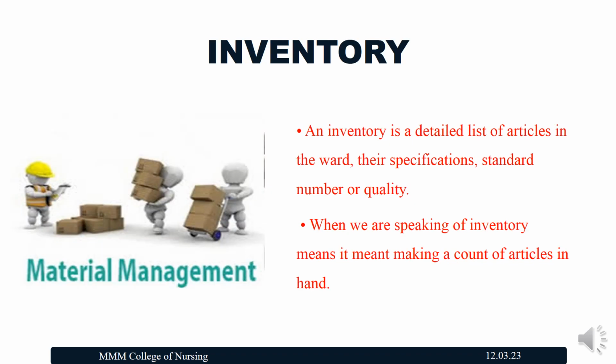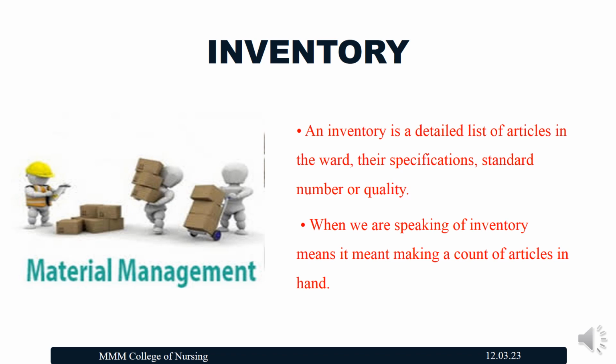This is inventory. Usually people confuse indent and inventory. What is inventory? Inventory is a detailed list of articles in the ward, their specification, standard number or quality. When we speak of inventory, it means making a count of articles in the ward. Whatever articles we got from the storeroom, whether they are available, whether they are used in the proper way, for that we maintain the count. That we call inventory.